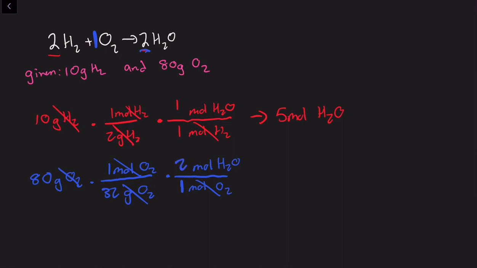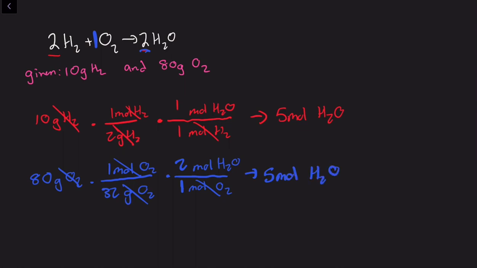Now, we found our hydrogen product in moles, so we can just keep the same product for oxygen in moles as well, just so it's easier to compare. Now we're going to do 80 divided by 32 times 2. That's going to be the math, giving us a total of 5 moles of H2O.